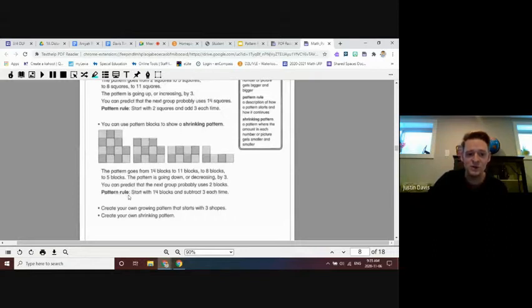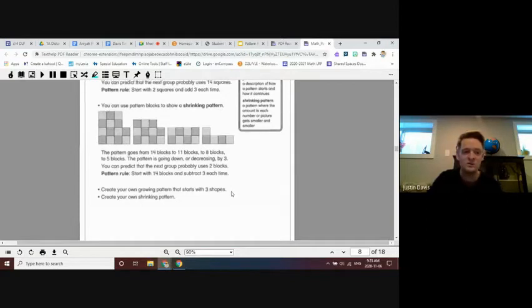Okay, so this is a really good introduction to writing a pattern rule for growing and shrinking patterns. We always want to have these 2 parts in our pattern rule. Where did you start and what do you do each time? Okay, the patterns you're going to be working with, for almost 100% of them, you're either going to be just simply adding or subtracting a number.